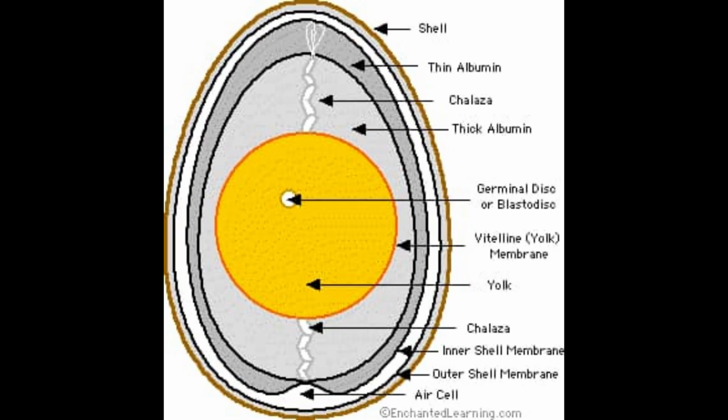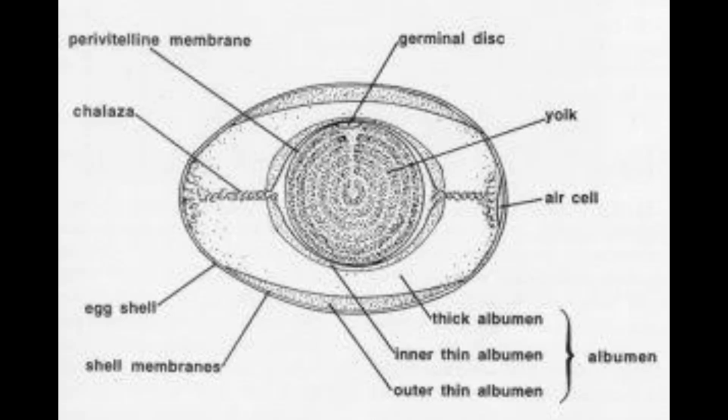Then the next one is the germinal disc, also known as blastoderm. It is a small white spot on the surface of the yolk where the embryo develops, and fertilization occurs in this area. Please take note: fertilization occurs in this area. So you may be asked directly, where does fertilization occur?